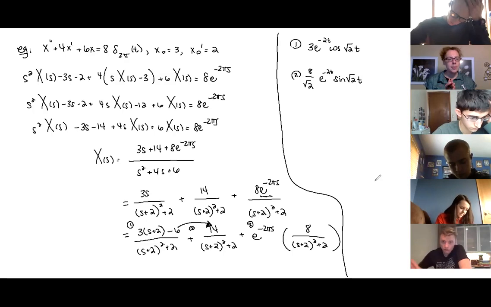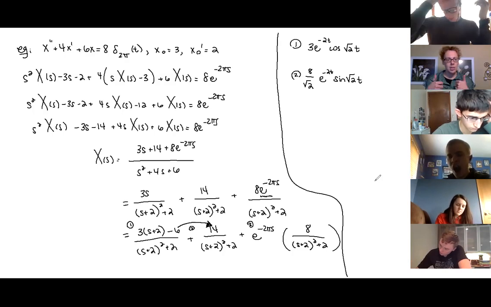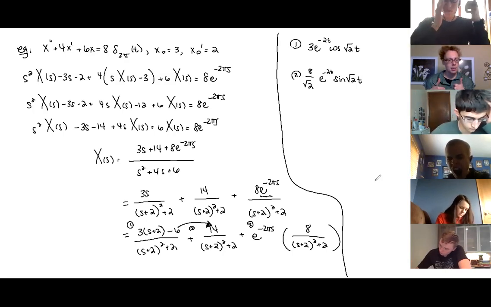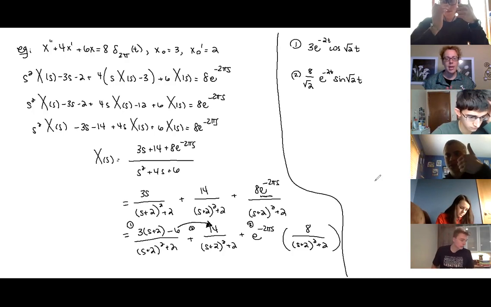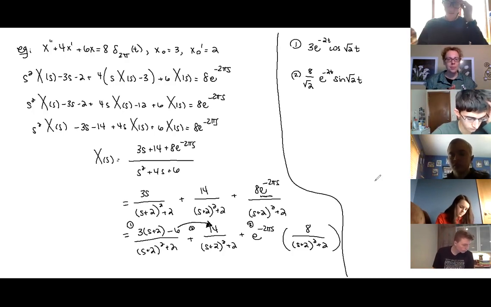Okay, for piece number 1, I get 3e to the negative 2t cosine square root of 2t. Are we good on that one? Give me a thumbs up there. Thumbs up on that one. Yes, good. Okay, cool. Second piece, I got to mess with the coefficients.